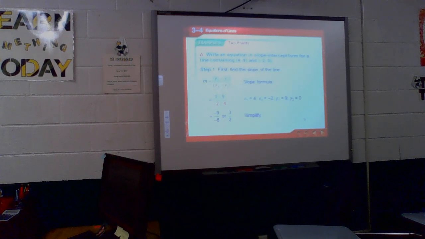We already found that our slope was 3/2. And I'm going to use this point just because of the 0. So y is 0, which is equal to 3/2 times x, which is negative 2, plus b. So basically, I'm just solving for my b. If I take 3/2 times negative 2, I get negative 6 over 2, or negative 3, plus b, right? And so what's my b? My b is 3.